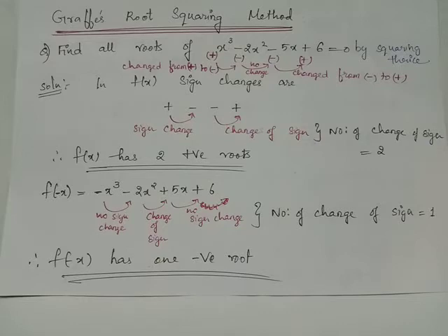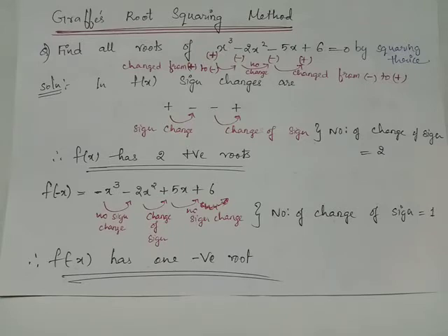As additional information, if you wish to know how many negative roots there will be, for f of minus x, first you have to compute f of minus x by just replacing every x by minus x in f of x. Thus, we have f of minus x equals minus x cube minus 2x square plus 5x plus 6. Here in f of minus x, you can see that the number of sign changes equals 1. A sign change has occurred when you consider the second and third terms, from negative sign to positive sign. Therefore, f of minus x will have only one negative root.